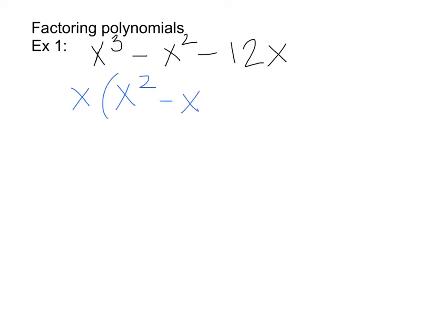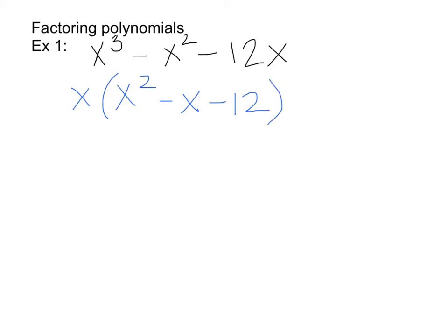So in example 1, we are given x cubed minus x squared minus 12x. You may be thinking, well, I've never seen x cubed before, but you do still know how to factor this. In all of these, you want to ask yourself, what do x cubed, x squared, and 12x all have in common? The greatest common factor between those is an x. If you factor out an x from x cubed, it leaves you with x squared. If you factor out an x from x squared, it leaves you with minus x. And if you factor out an x from 12x, it leaves you with just minus 12.